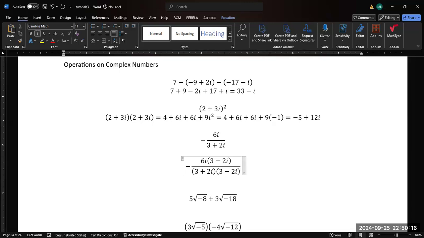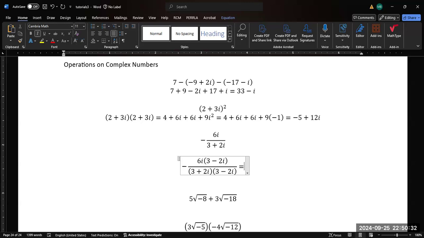So again, the conjugate of a complex number is you take the imaginary part and you change the sign. Now, this essentially is going to turn our denominator into a difference of squares, and i squared is going to become -1.